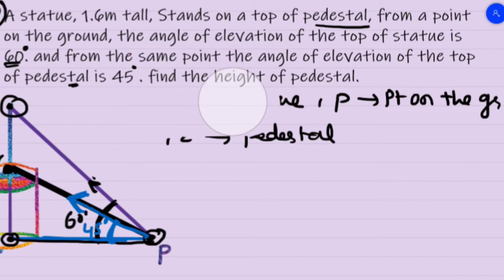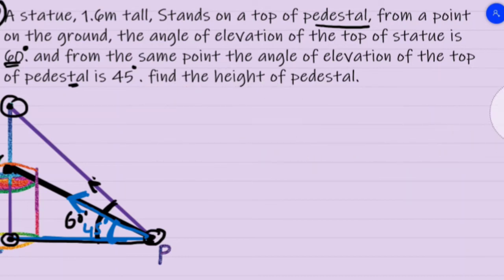Let us see what is the height of the pedestal. Let us say H is the height of the pedestal. Suppose YZ is your pedestal and let H be the height of the pedestal. Now children, see what you know. A statue is 1.6 meters. That means XY is 1.6 meters. You know this nicely. So see here, this is how much?